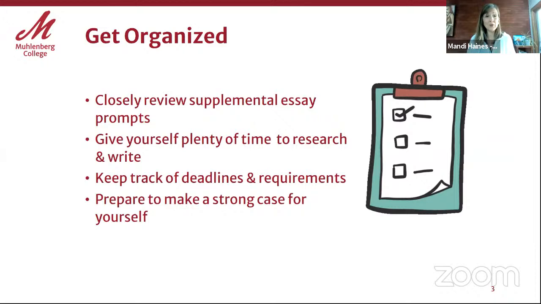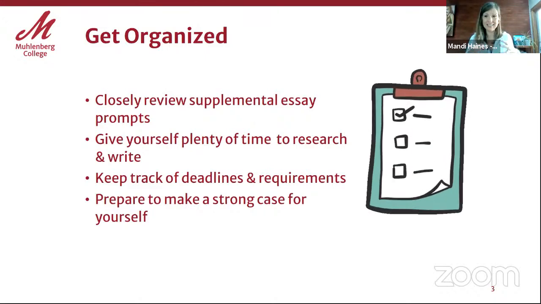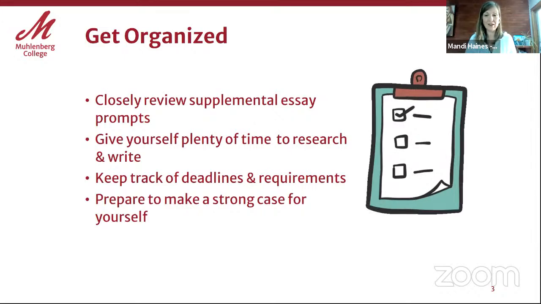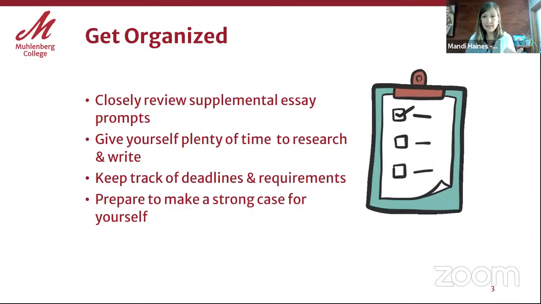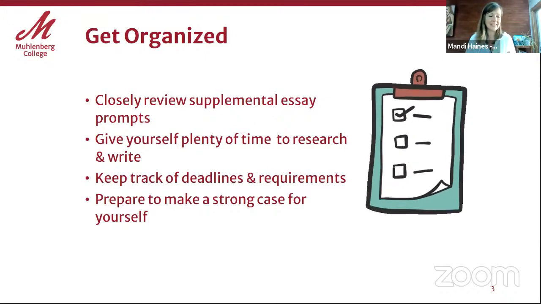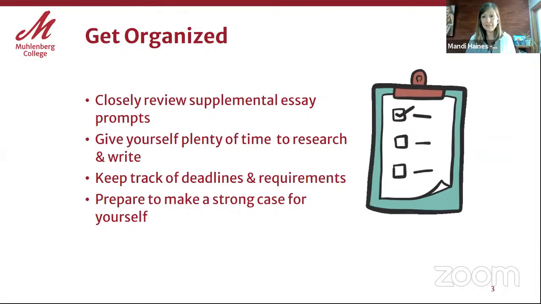So first, you need to know where you're applying. That seems obvious, but sometimes students are still trying to figure out their college list at the same time that they're trying to put their applications together. So know where you're applying and know what their requirements are. If you're working with the Common Application, once you create your dashboard in Common App and you add the schools you're applying to, you're going to find out which of those schools has supplemental essays. Go into those, read the prompts, know the deadlines, know the requirements, and give yourself plenty of time to put all of this together.